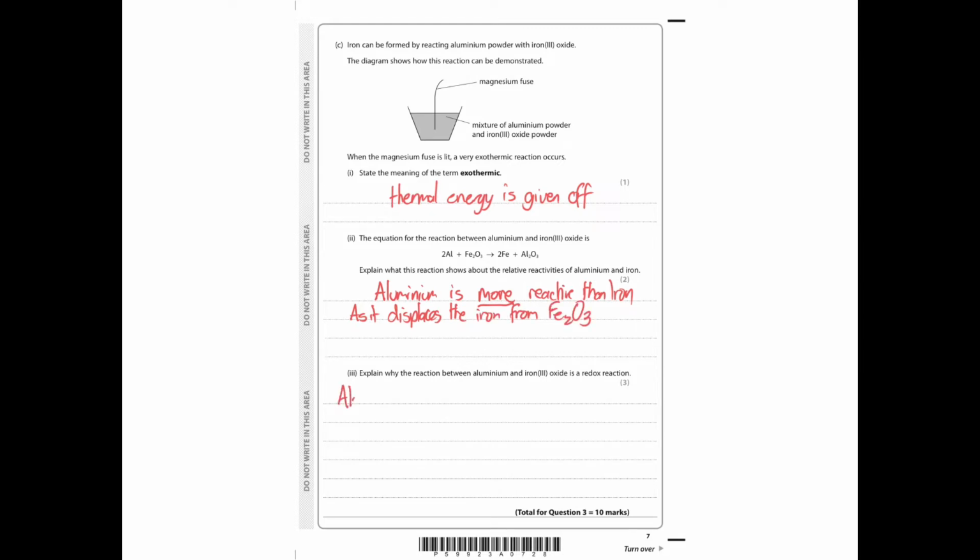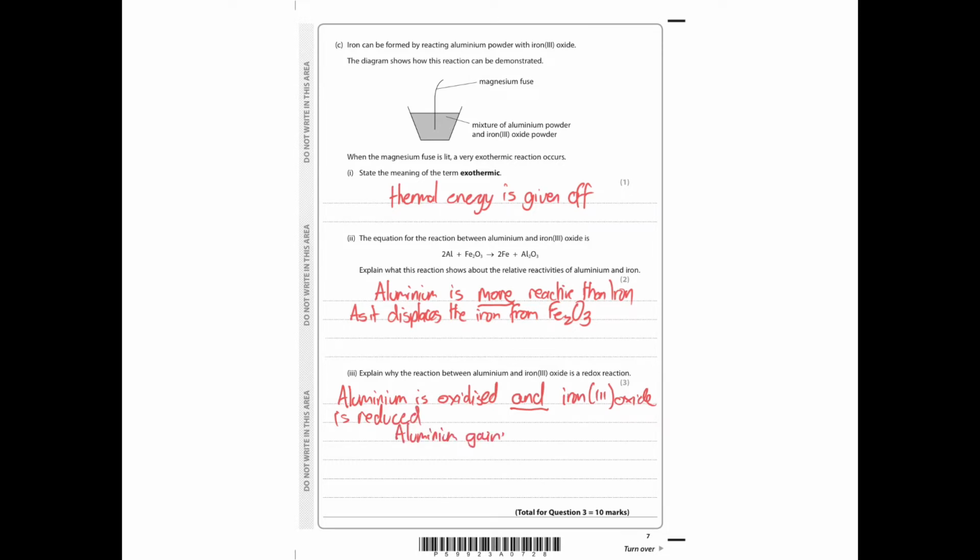You are then asked to explain why the reaction between aluminium and iron 3 oxide is a redox reaction. The reason for this is aluminium is itself oxidized and the iron 3 oxide, not the iron, is reduced. It's important that you put iron 3 oxide here.